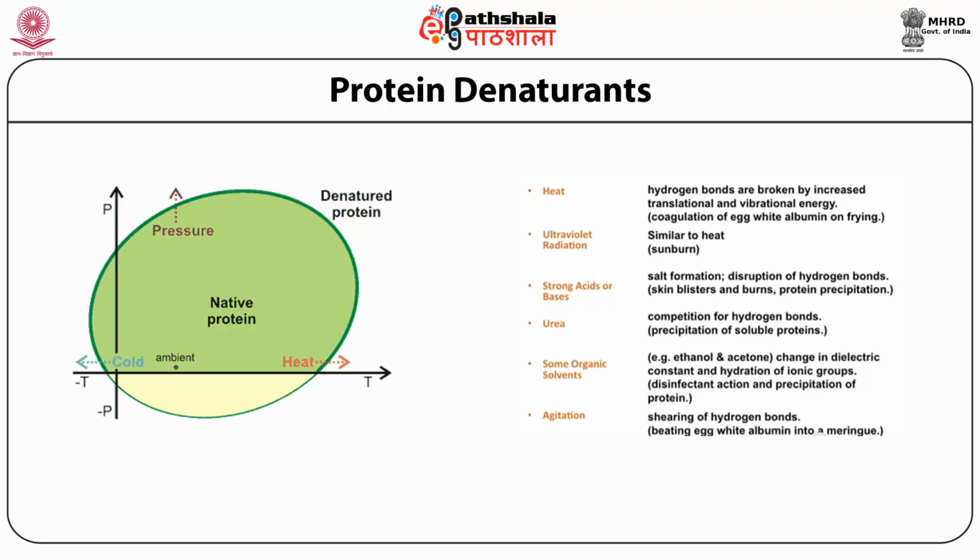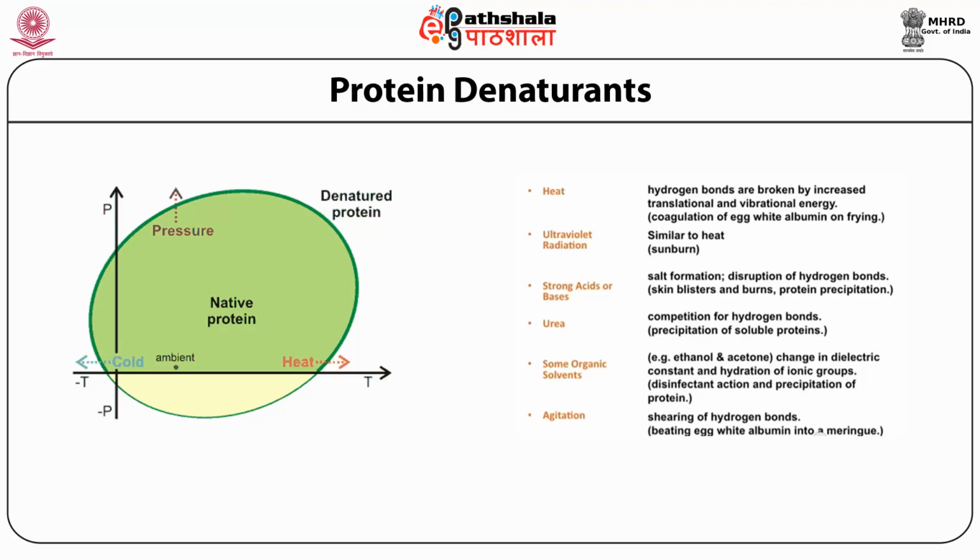If you move either towards the higher side of the temperature or towards the lower side of the temperature, similarly towards the lower and higher sides of the pressure, the protein gets denatured. However, a wide range of temperature and pressure maintains the three-dimensional structure of the protein, as shown in the green color. There are several denaturants used to denature the protein.